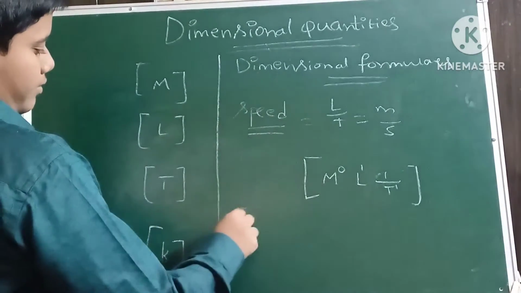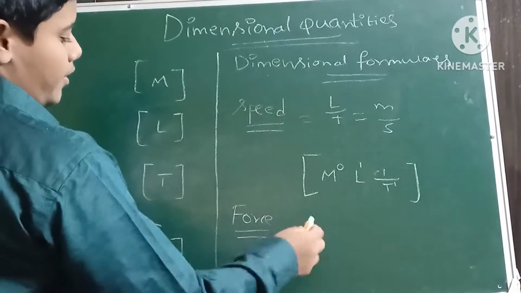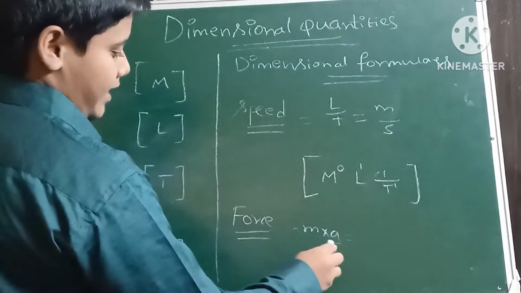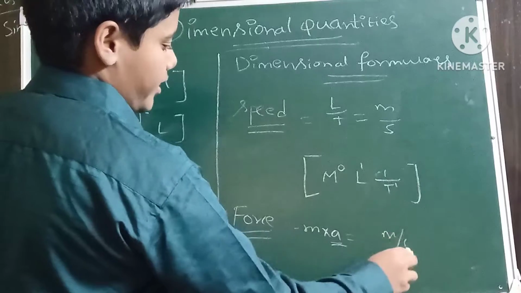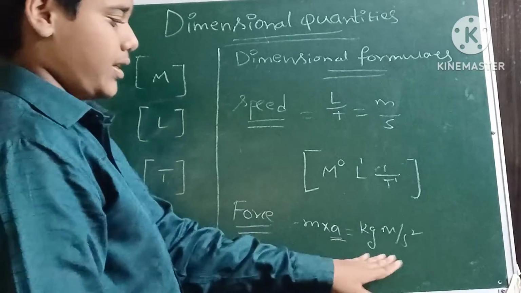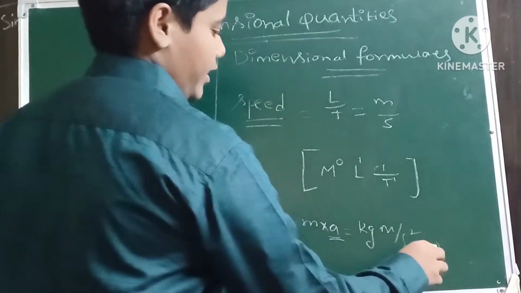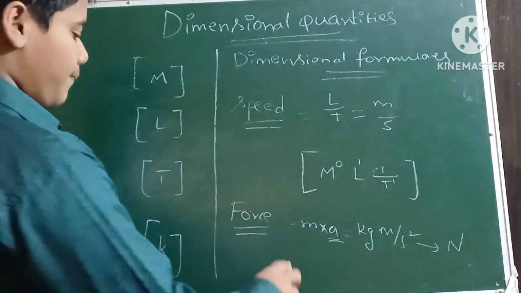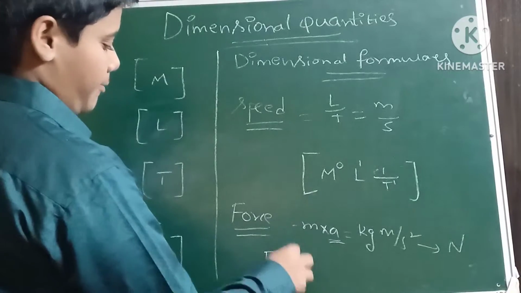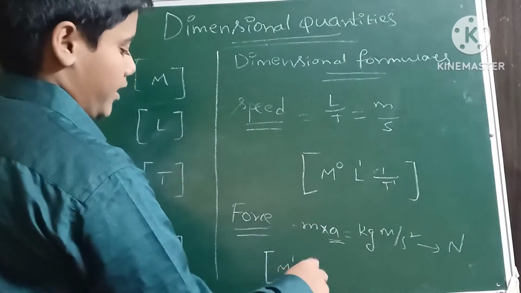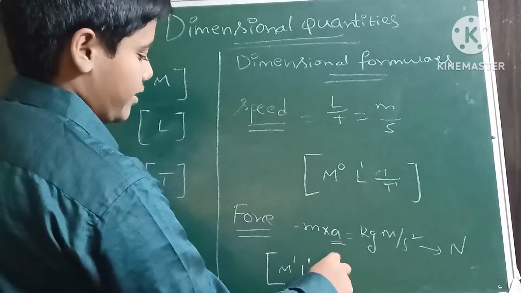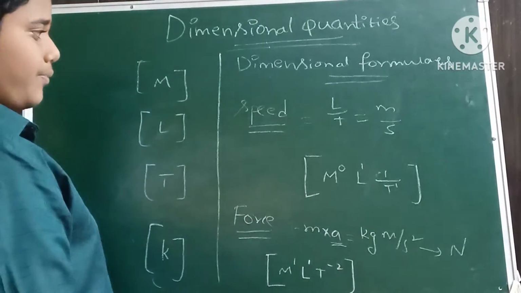If I take force, the force formula is mass into acceleration. Acceleration unit is meter per second square and mass is kg. So kg meter per second square is the unit. This unit is also written as Newton. The dimensional formula of force is: 1 unit of mass, so M1, 1 unit of length, L1, 2 units of time, but time is in the denominator, so T minus 2. Okay, note down.